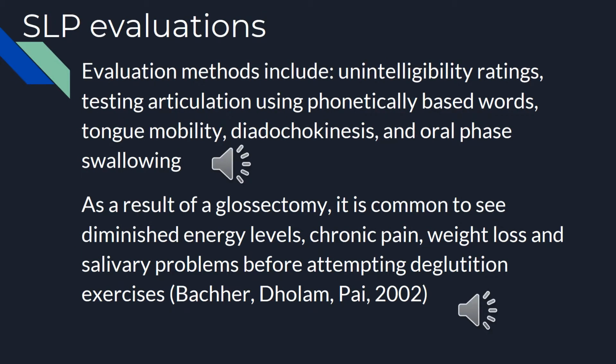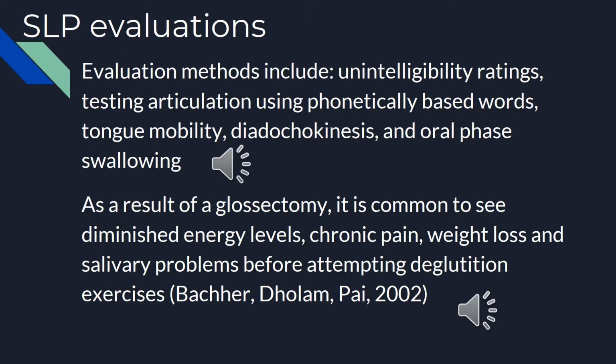Speech and language pathology evaluations use methods to collect data, including intelligibility ratings, articulation using phonetically based words, tongue mobility, diadochokinetic rate, which tests the placement of your tongue in the front, middle, and back of your mouth, saying the phrase pa, ta, ka, and the oral phase of swallowing.